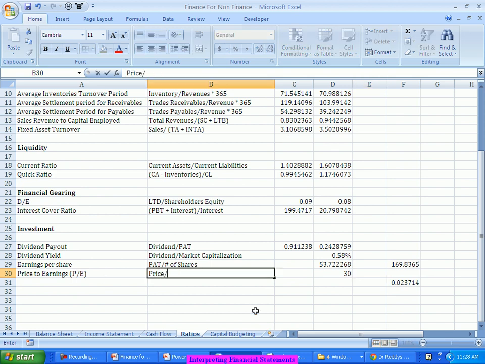price divided by PAT. So if the PAT is 1 rupee, which means the profit of the company is 1 rupee, people are paying 30 rupees to buy that share, which is also the other way. For every 30 rupees which you are putting, you are getting 1 rupee profit. So how much? You are getting 3% return. 1 by 30. For every 30 rupees you are investing, the company is generating 1 rupee profit. So for every 100 rupees, you are getting 3 rupees profit. So 3% is the approximate return which you are getting on the company.